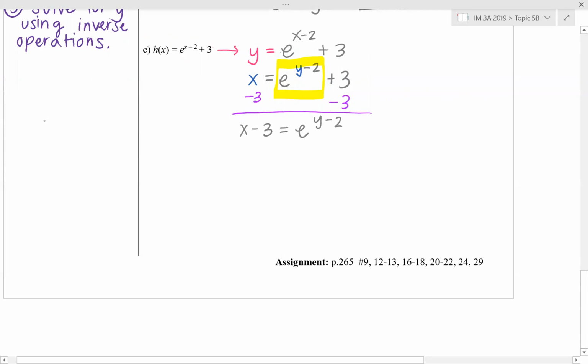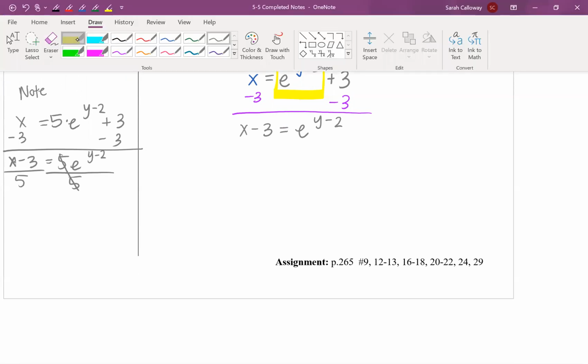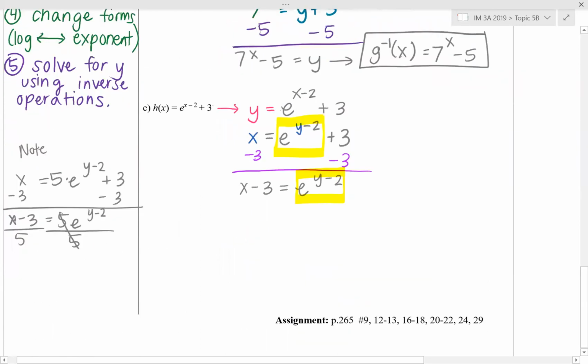Note that if I had, for example, 5 times e to the y minus 2 plus 3, I would have to subtract the 3 from both sides, and then I would have to divide both sides by 5. So you might have to do more than one of these inverse operations in at least one of the assignment problems. Okay, so now that I have the e to the y minus 2 isolated, that's all that's on one side, then I can change forms.